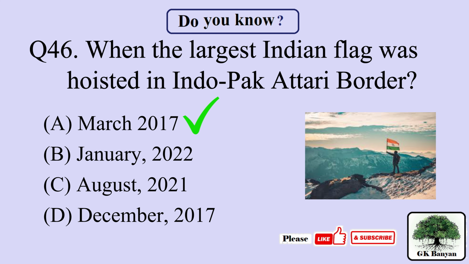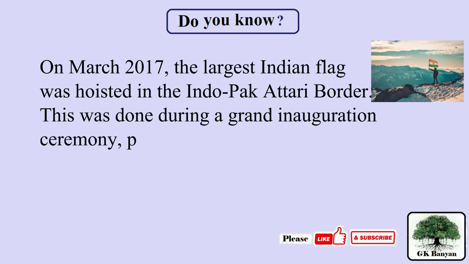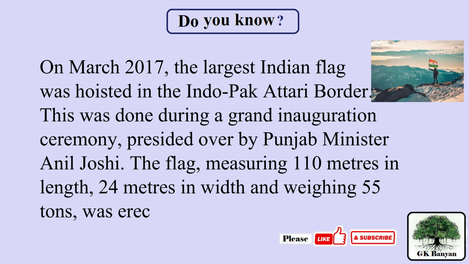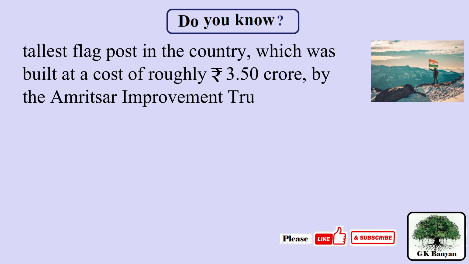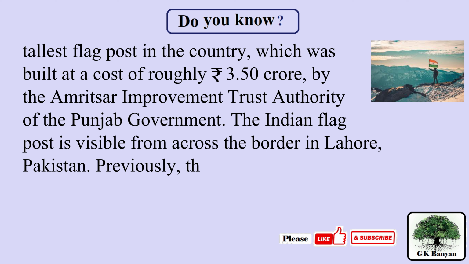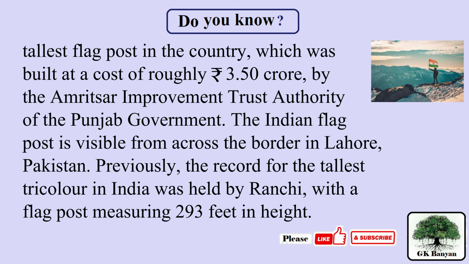March 2017. In March 2017, the largest Indian flag was hoisted at the Indo-Pak Attari Border. This was done during a grand inauguration ceremony presided over by Punjab Minister Anil Joshi. The flag, measuring 110 meters in length, 24 meters in width and weighing 55 tons, was erected on the tallest flag post in the country, which was built at a cost of roughly 3.50 crore by the Amritsar Improvement Trust Authority of the Punjab government. The Indian flag post is visible from across the border in Lahore, Pakistan.